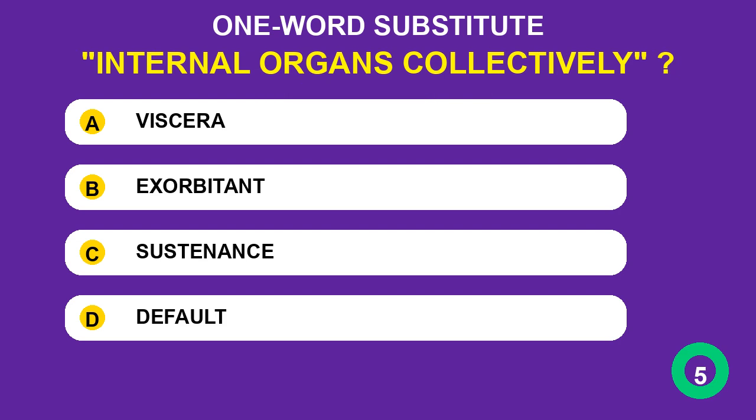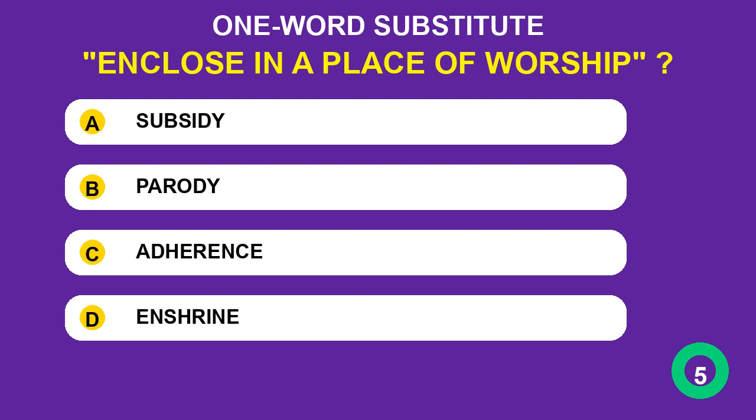What is the one word for internal organs collectively? The correct answer is viscera. What is the one word for enclose in a place of worship? The correct answer is enshrine.